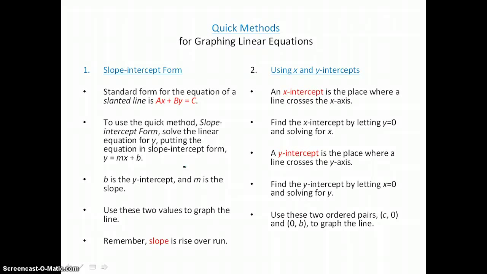The second quick method is using x and y intercepts. The x-intercept is the place where the line crosses the x-axis. To find the x-intercept, let y equal 0 and solve for x. The y-intercept is the place where the line crosses the y-axis, and to find the y-intercept, let x equal 0 and solve for y. Using these two ordered pairs, (c, 0), the x-intercept, and (0, b), the y-intercept, we can graph the line.